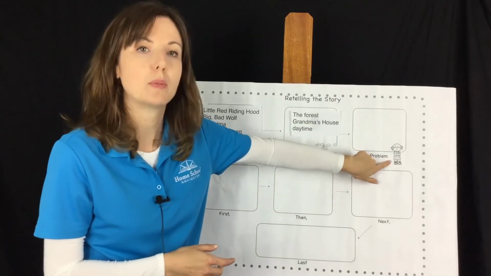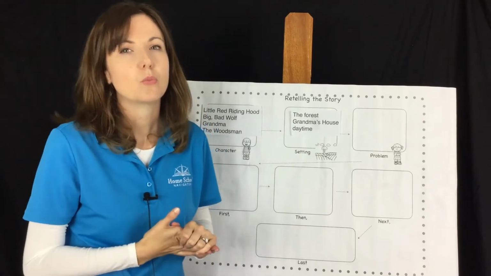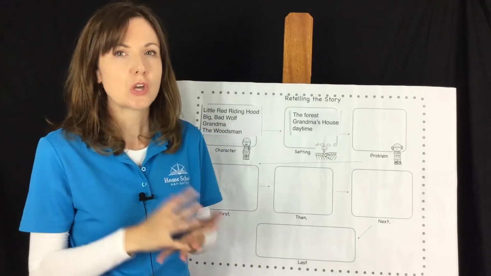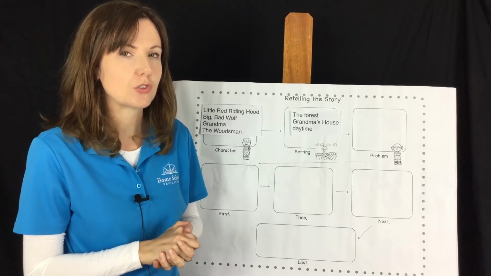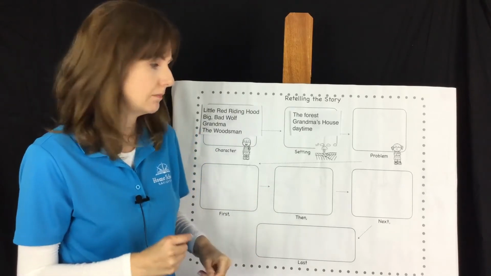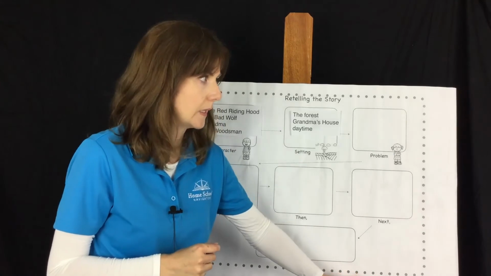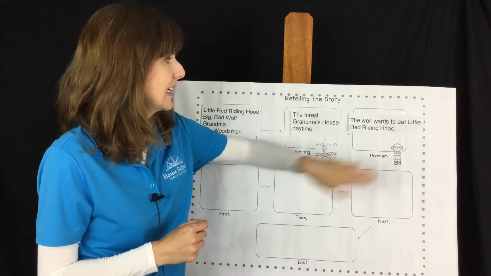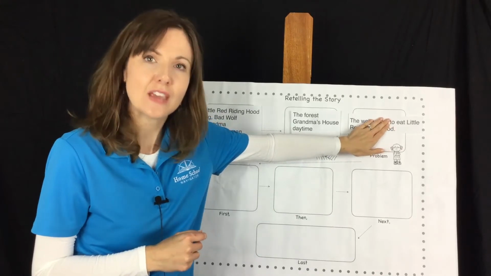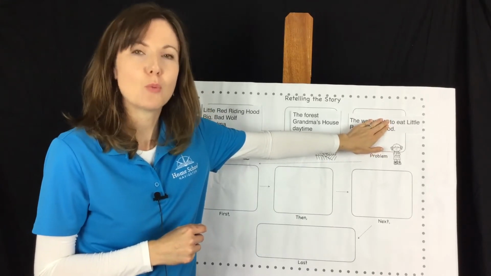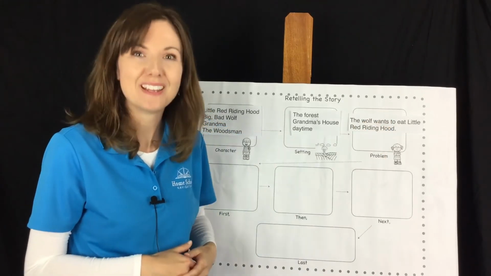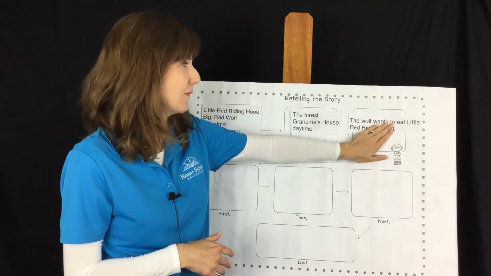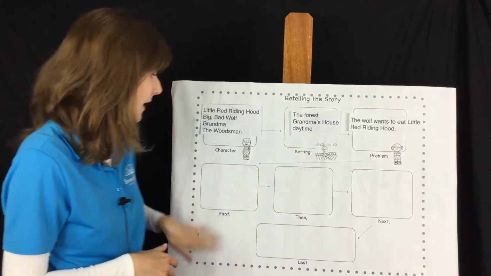What is the problem of the story? Now, we know that every story has a problem. So in this story, what would you consider to be the biggest problem? Well, I said the wolf wants to eat Little Red Riding Hood. And let's face it, if you have a wolf that wants to eat you, you've got a big problem, don't you? Okay, so there's our problem, a big problem in the story.